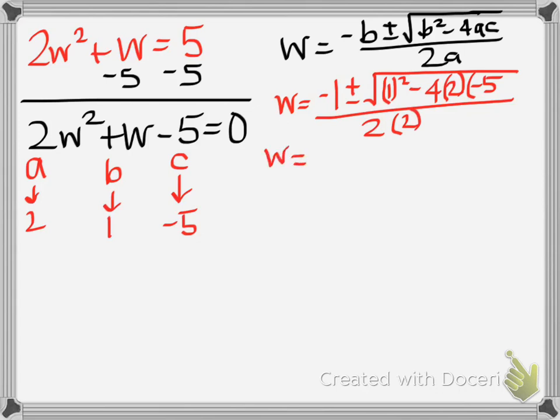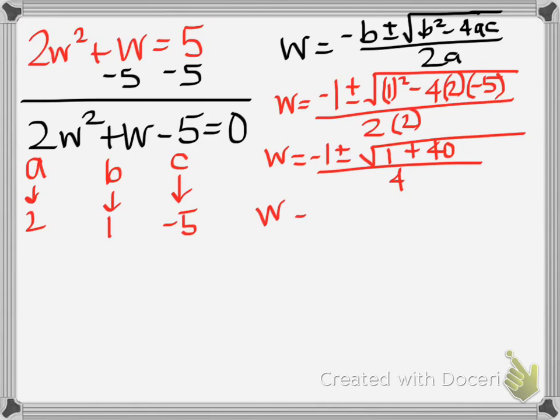We now have w is equal to negative 1 plus or minus the square root of 1 squared, which is 1. And then we have negative 4 times 2, which is negative 8. Negative 8 times negative 5 is positive 40. So plus 40, all divided by 2 times 2, which is 4. We now have w is equal to negative 1 plus or minus the square root of 41 divided by 4.